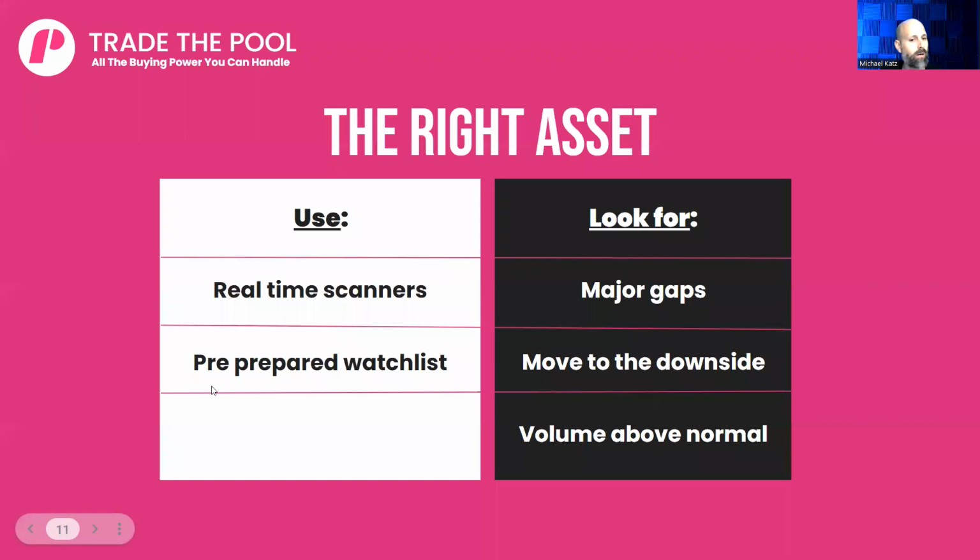And you can also prepare a watch list for stocks that you usually watch, let's say the big names like Tesla and Netflix and PayPal and other big companies that most of the time you will see on the right track, like a one-way street, until they change their direction. So in order to find those assets, we will use those scanners, but we want to see, like I said, a move to the downside, volume above normal, and major gaps will be a great asset for us as well.